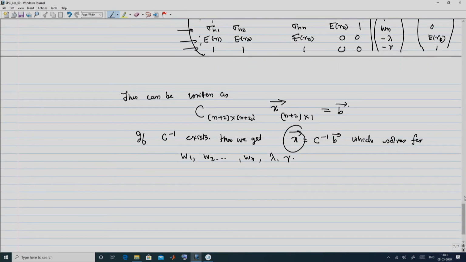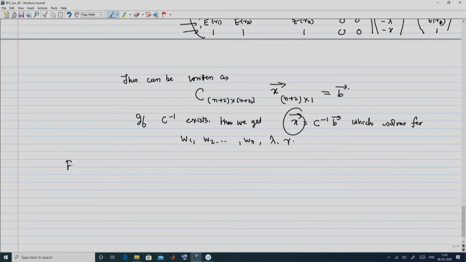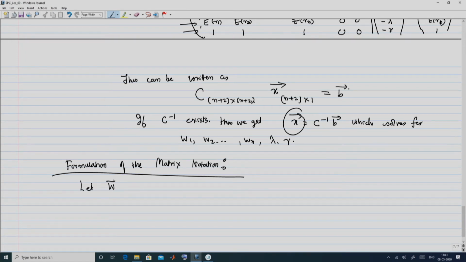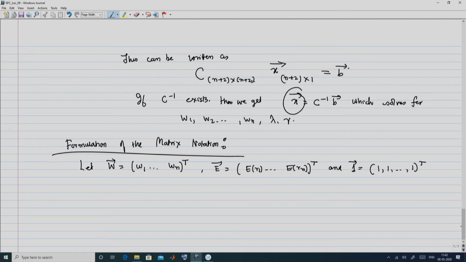Okay, now let us look at the same problem in a slightly different paradigm. So we start off with the formulation of the matrix notation. Accordingly, we introduce certain vectors. Let W be the vector of all the weights. It's a column vector, so this is W1 through Wn transpose. My vector E is ER1 all the way to ERn transpose, and vector 1 is 1, 1, all the way to 1, a vector of all ones, with the transpose taken.